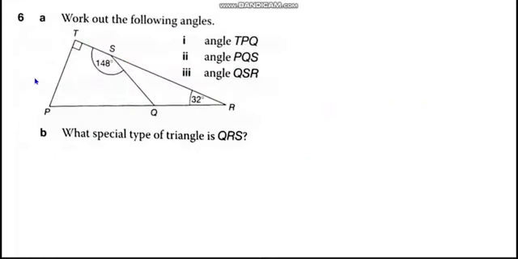Number 6, part A, we have to figure out the angle sizes TPQ, PQS, and QSR. Here, first of all, I will do the third part. First I will figure out the size of QSR, this angle. If I consider the straight line, that makes 180 in total, so the size of QSR will be just 180 minus 148. That will be 32 degrees.